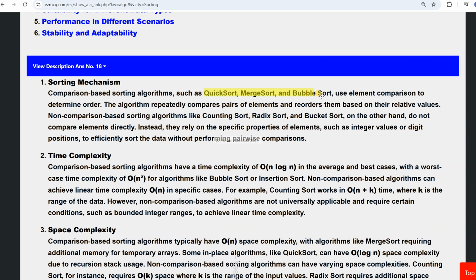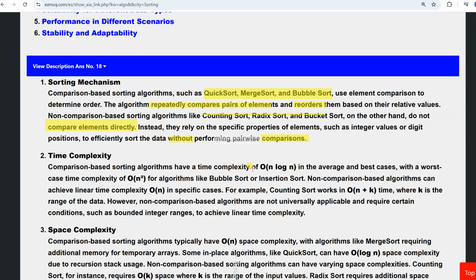We'll talk about it. So the sorting mechanism: quick sort, merge sort, bubble sort, insertion sort, and so on are based upon comparison. The algorithms repeatedly compare pairs of elements and reorder them. However, non-comparison based sorting techniques like counting sort, radix sort, and bucket sort do not compare elements directly. They rely on specific properties of the elements, such as integer values or digit positions, and so on.